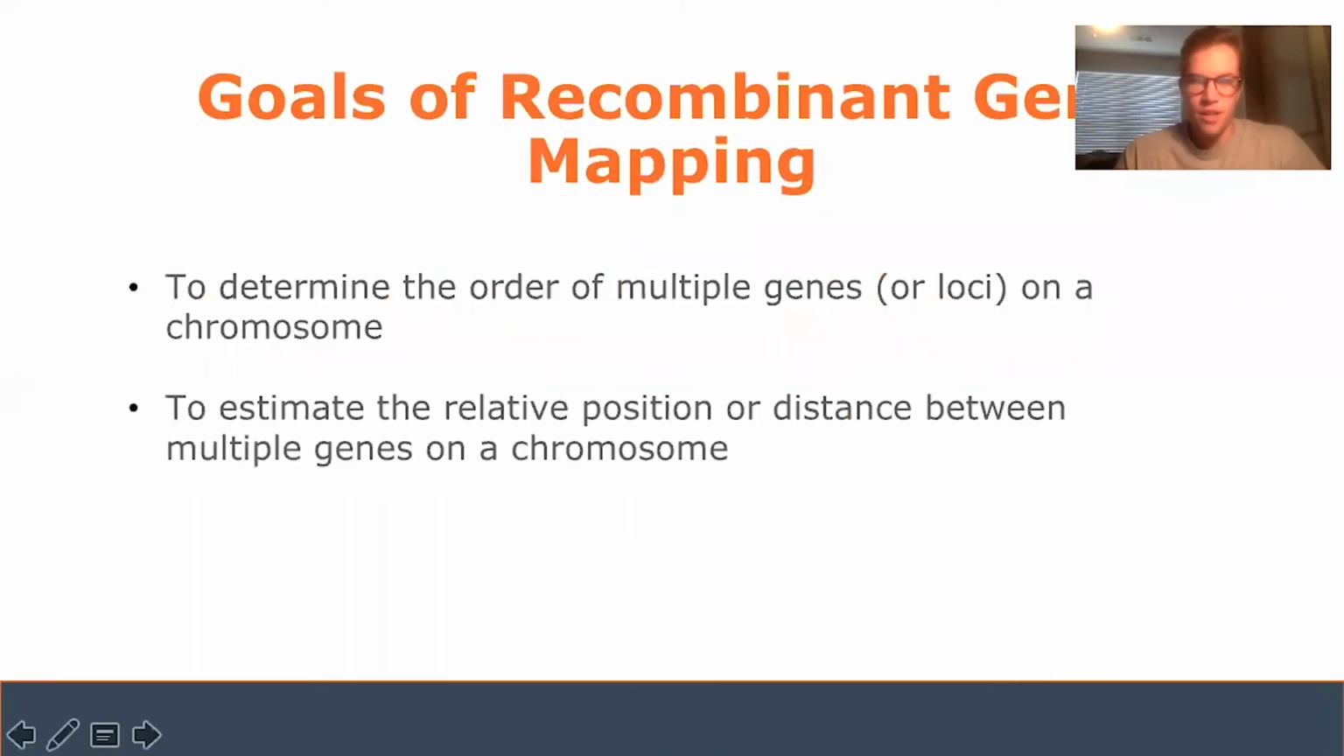Okay, so the goals of recombinant gene mapping. The primary goal is to determine the order of multiple genes or loci on a chromosome. Another goal is to estimate the relative position or distance between multiple genes on the same chromosome. Note that I say relative because you can't actually say this gene is 3 micrometers away from this other gene, but based on the recombination frequency, you can estimate relatively how far apart they are, if that makes sense.